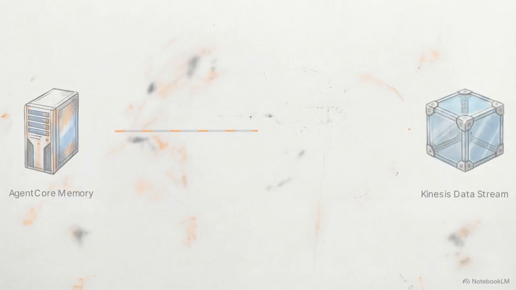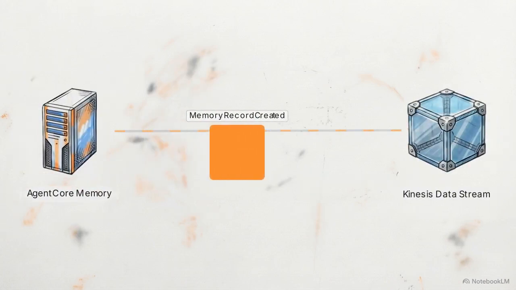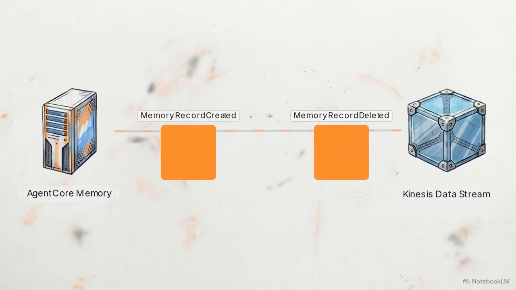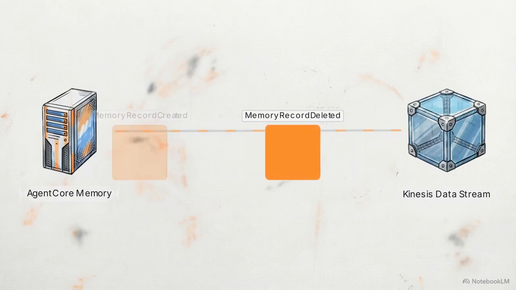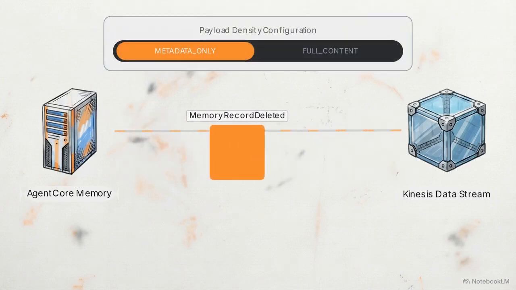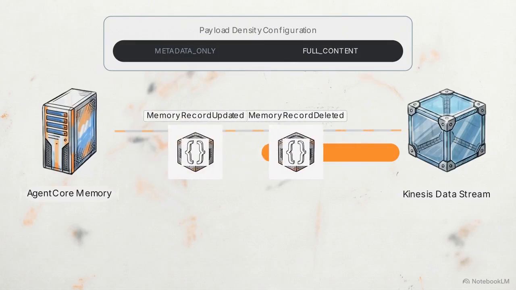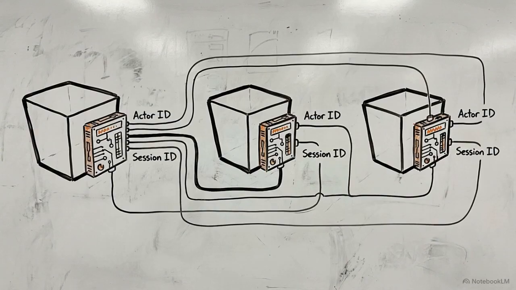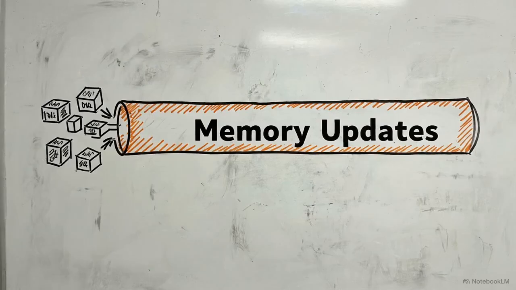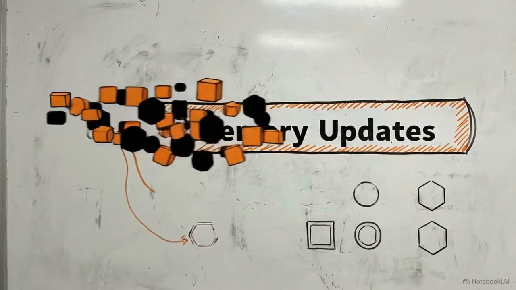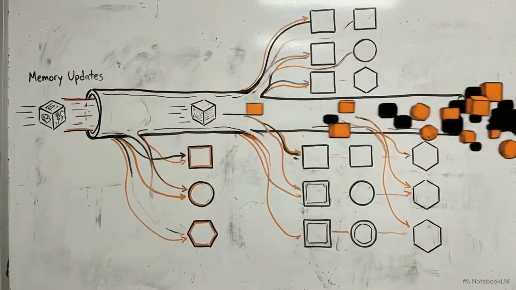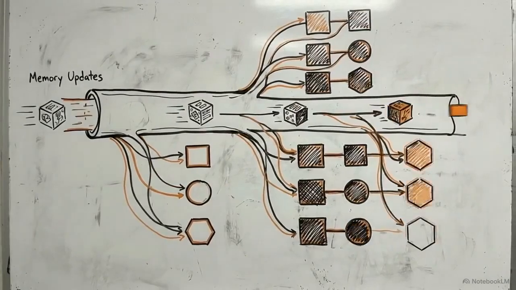To integrate memory into event-driven architectures, memory record streaming routes creation and deletion packets straight into a Kinesis data stream. Developers control payload density, choosing between metadata for simple alerts or full content text extraction for immediate downstream processing. To enforce multi-tenant isolation across these streams, all records adhere to a hierarchical namespace organization, locking data behind strategy, actor, and session IDs. By utilizing Kinesis, engineers transform long-term memory updates from a polling bottleneck to real-time triggers that initiate downstream tasks across the network.